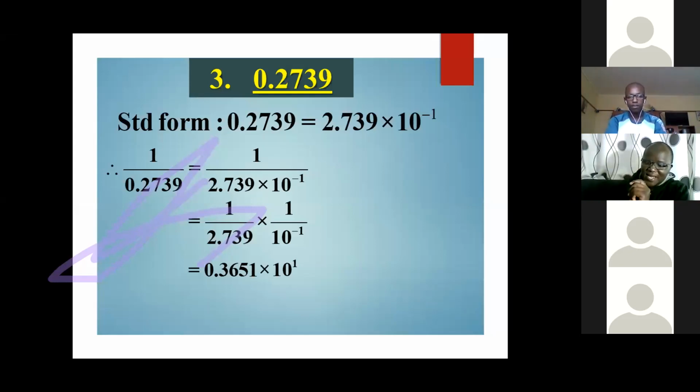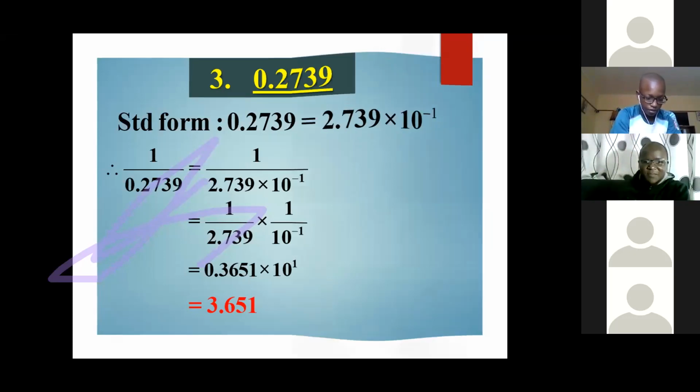Multiplication by 10, where does it take the decimal point? And how many places? One place to the right. Therefore, what is our answer? 3.651. 3.651 is correct.